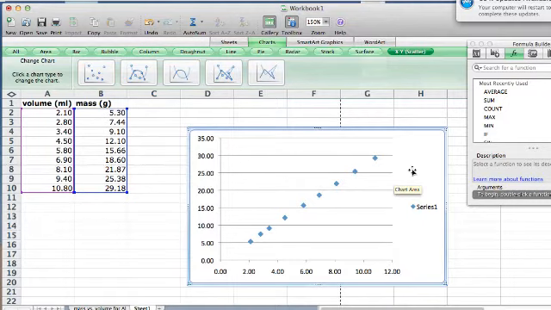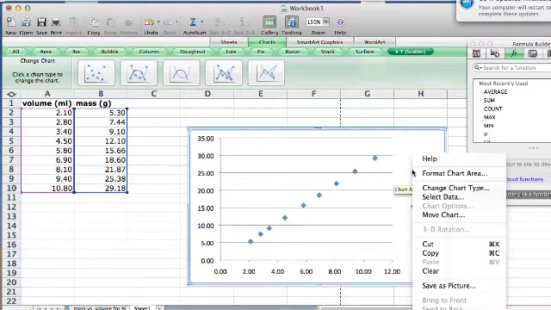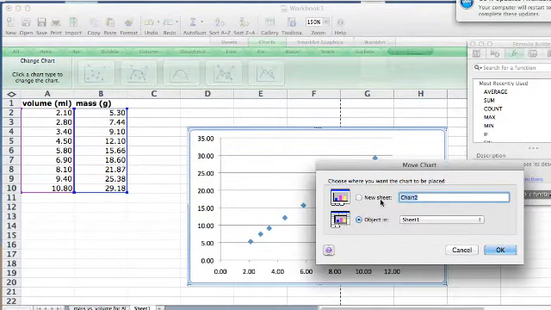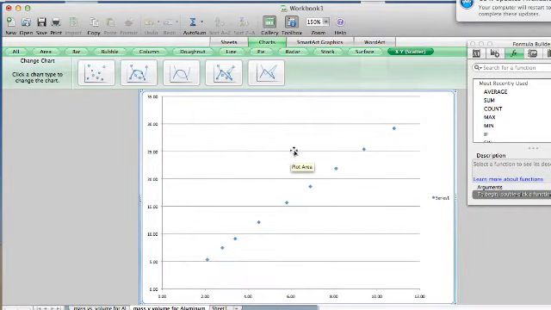Now, as a matter of protocol, I always like to have my charts on a separate sheet in Excel. So if I right-click or control-click on the chart area, I get a drop-down box, and I can move the chart. I'm going to move it to a new sheet, and I will name the chart Mass versus Volume for Aluminum. And I hit OK. Automatically my graph comes up in a new sheet, and you'll notice that there is a highlighted tab there that pertains to that chart.